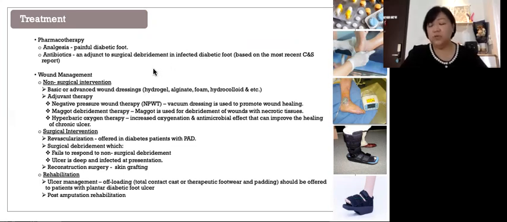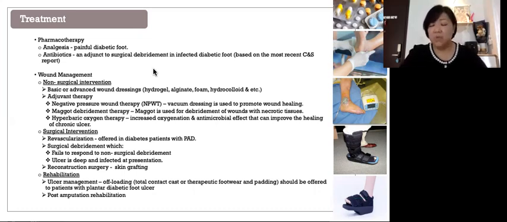Last part, we will go to wound management. It is divided into 3 parts: non-surgical and surgical intervention, as well as rehabilitation. If patients have a small cut on the foot, we can provide a basic dressing, just cover with a dry dressing. If the wound is getting worse, we can give them an advanced wound dressing. Depending on what the wound care nurse suggests, we might use some hydrogel or alginate dressing.